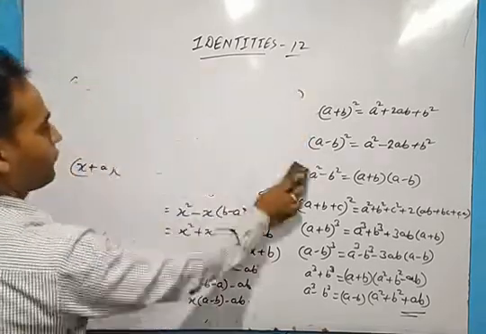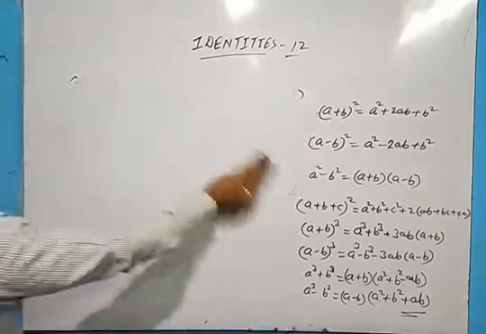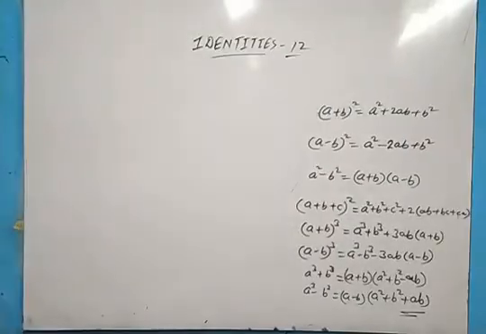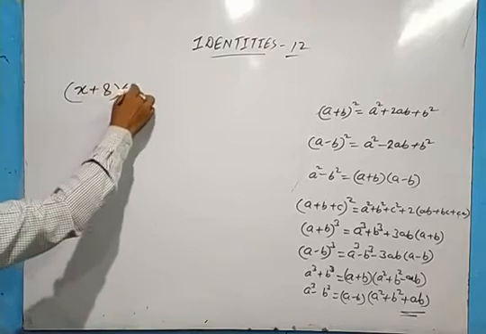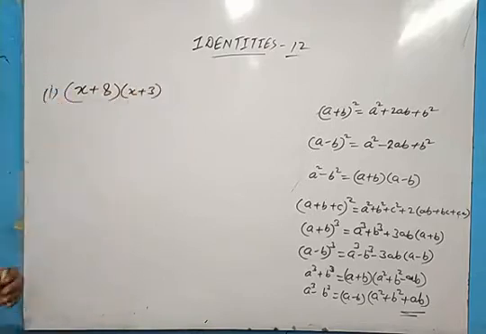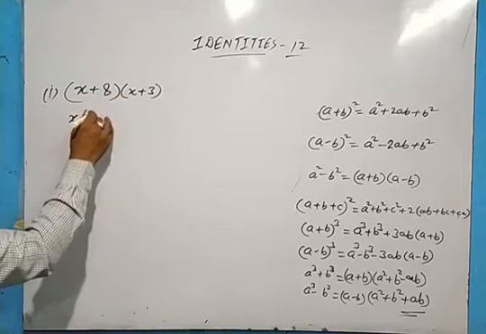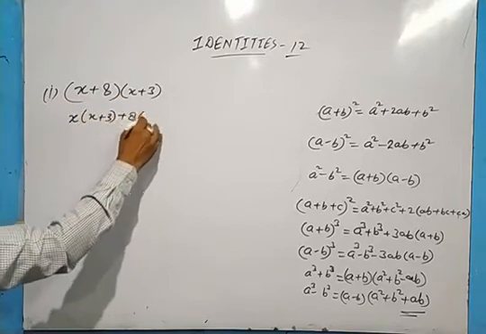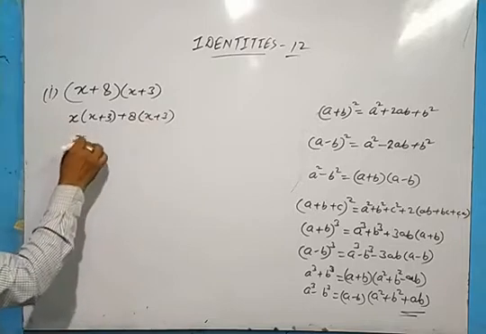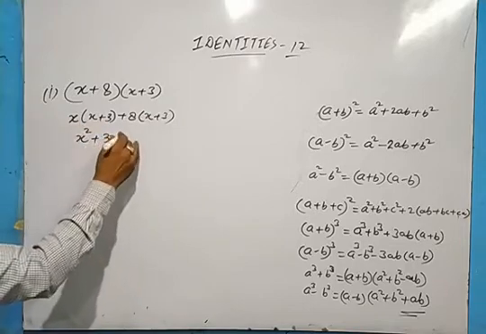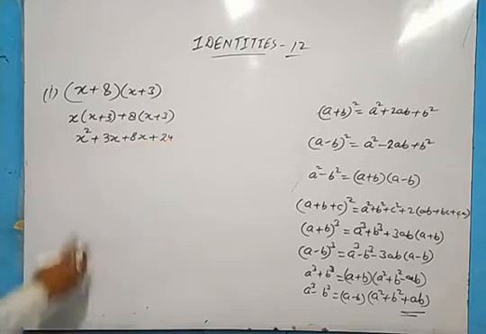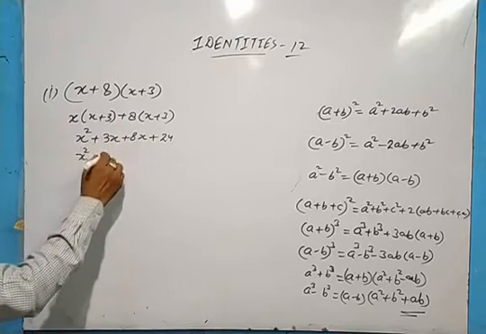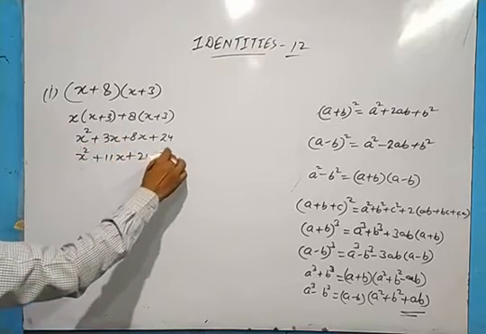Let us have some questions based on the formulas. Okay, so the first question, from your exercise, is (x + 8)(x + 3). Very simple. This x will be multiplied by (x + 3), again this 8 will be multiplied by (x + 3). x into x, x squared, x into 3, 3x, 8 into x, 8x, 8 into 3, 24. Now x squared plus 3x and 8x, 11x, plus 24 will be the answer.